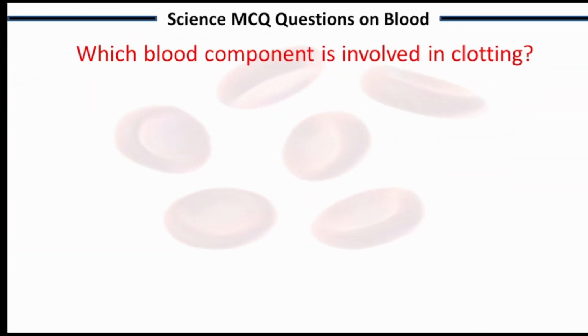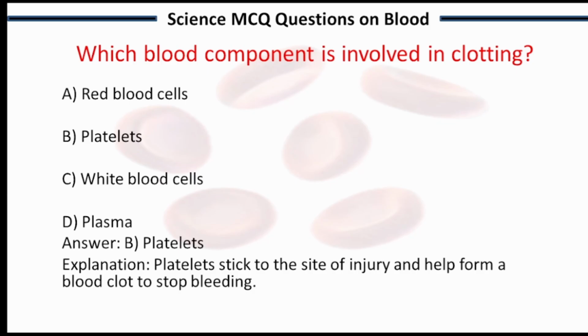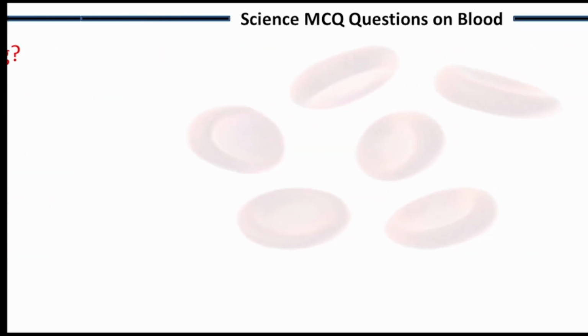Which blood component is involved in clotting? A. Red blood cell, B. Platelets, C. White blood cells, D. Plasma. Right answer is platelets. Platelets stick to the site of injury and help form a blood clot to stop bleeding.